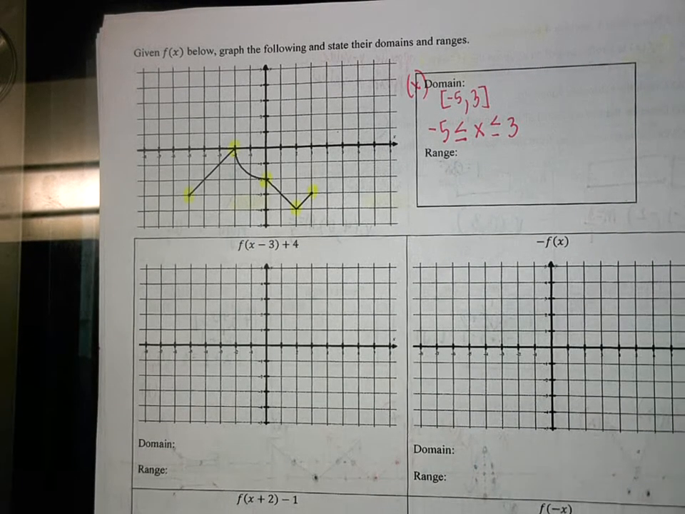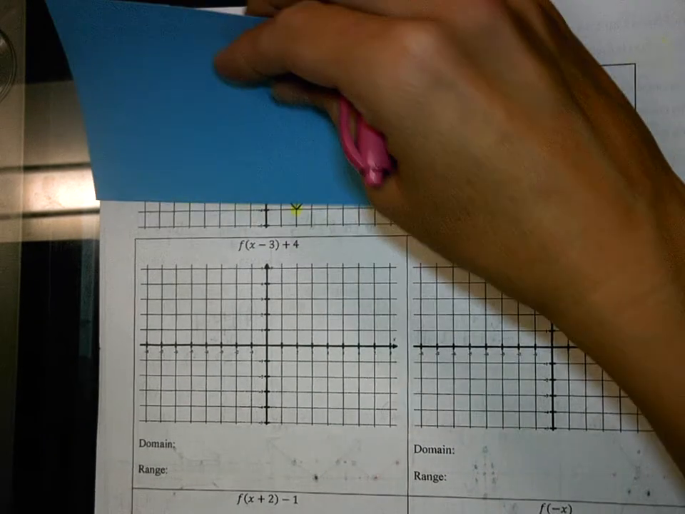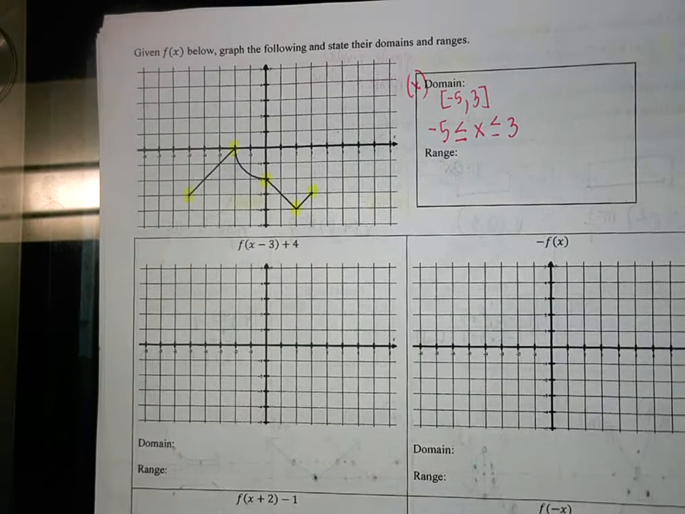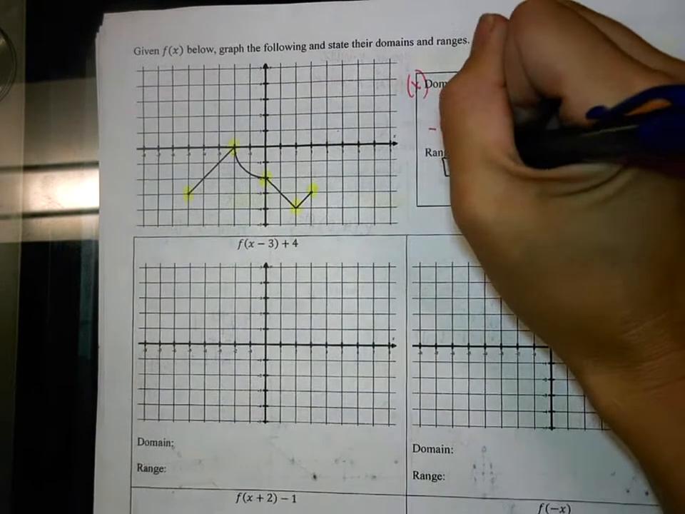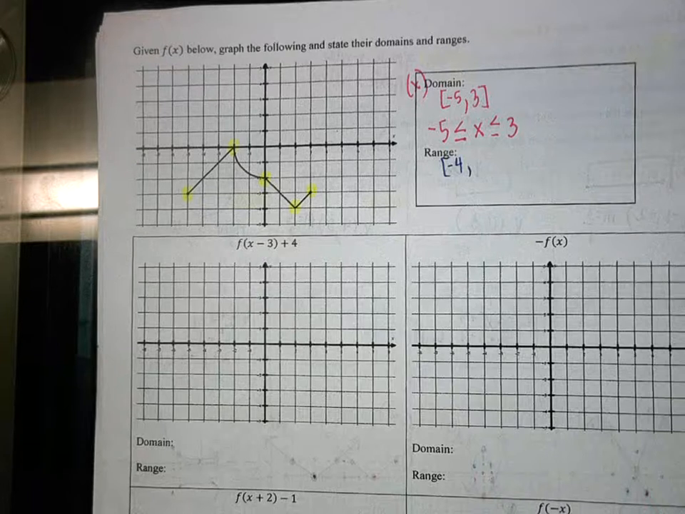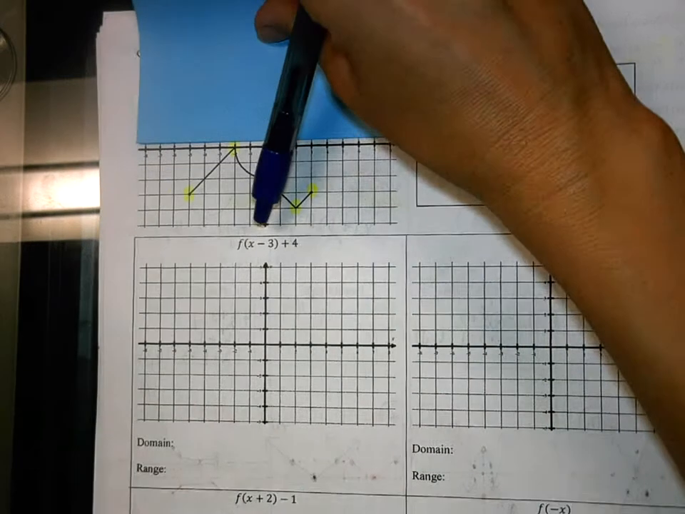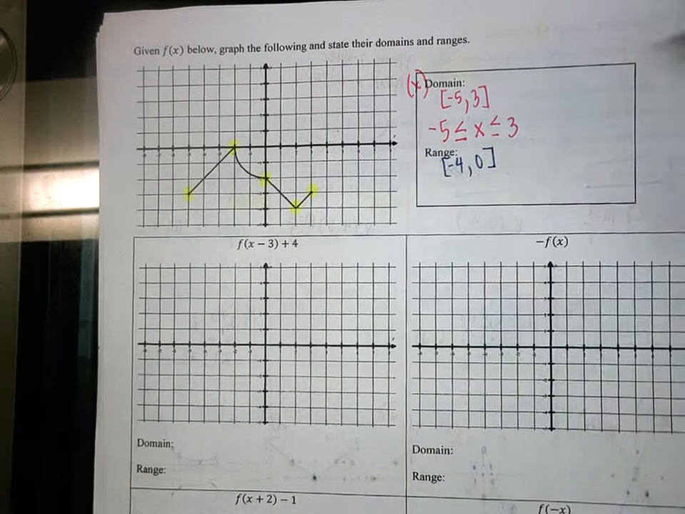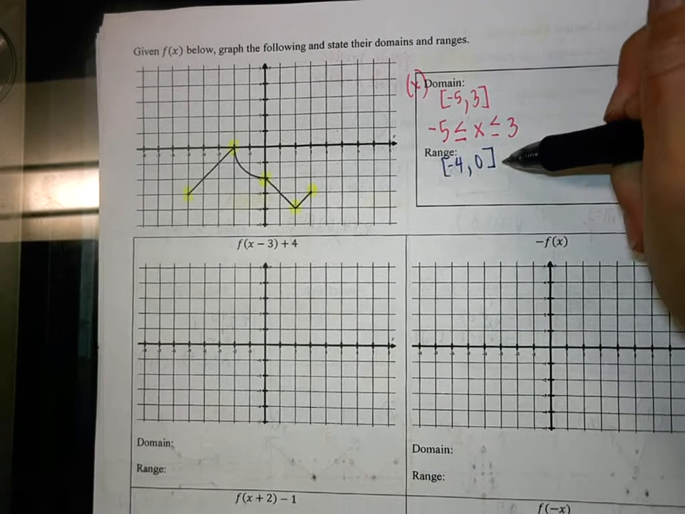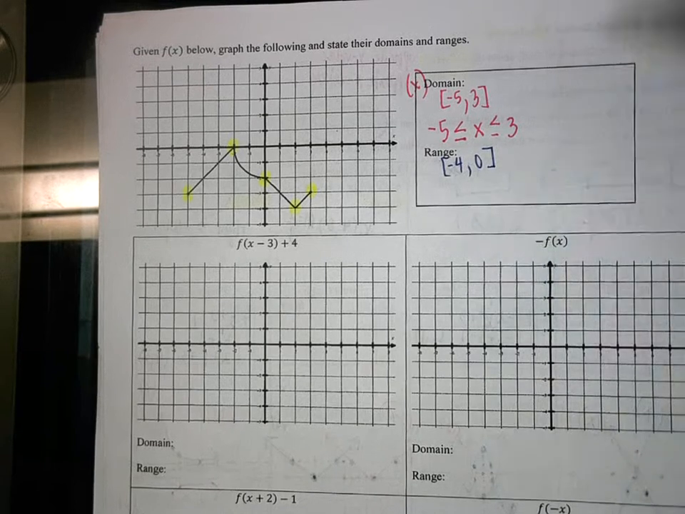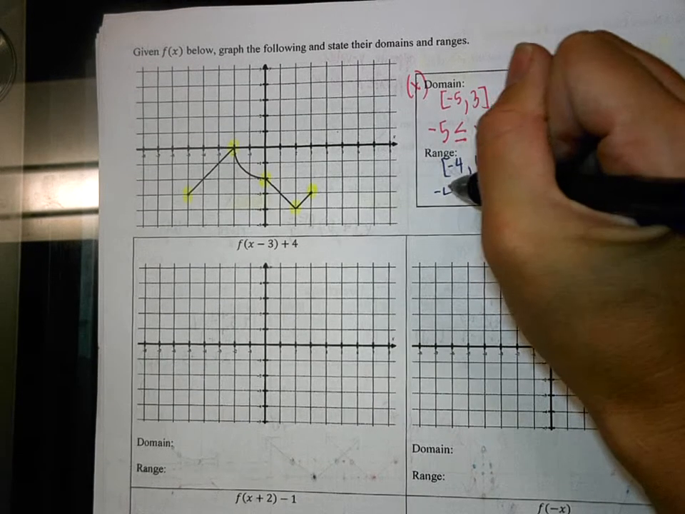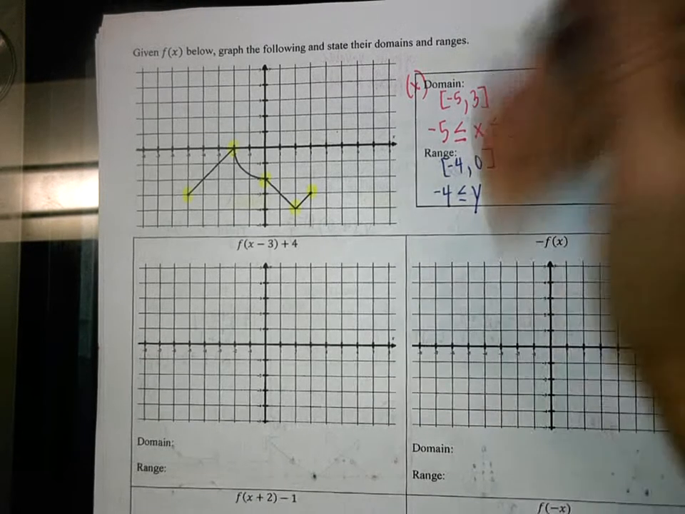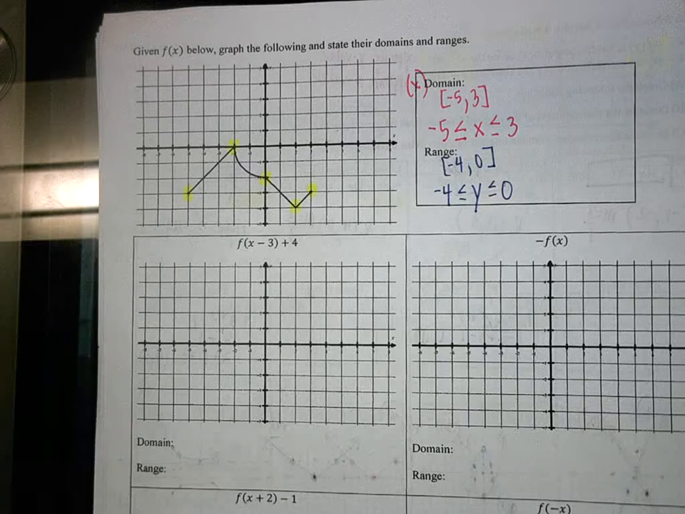Okay? All right, range. So now we're starting with the range. What is our smallest y value? Is that going to be a bracket or a parenthesis? And why is it a bracket? Very good. And we go up and we find that the largest range value is 0, also a bracket. So now we're going to write this one. This is interval form. We're going to write it in inequality form. Inequality form would be -4 is less than or equal to y, because we're dealing with the range, is less than or equal to 0.